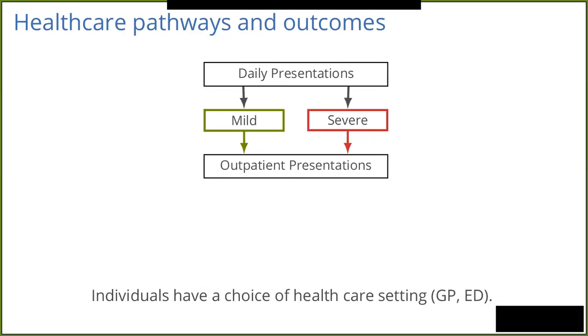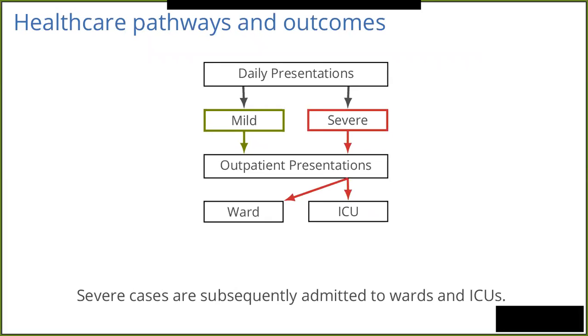Both Mary and Steve may choose to visit their GP or visit an emergency department. Mary is a mild case, and so her journey ends here. Perhaps the doctor prescribes her some medication and most likely tells her to go home and rest. Steve is a severe case, so he will either be admitted to a general ward, or if he's extremely unwell, he will be admitted to an intensive care unit.